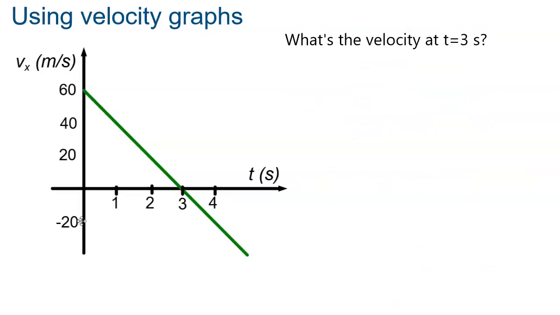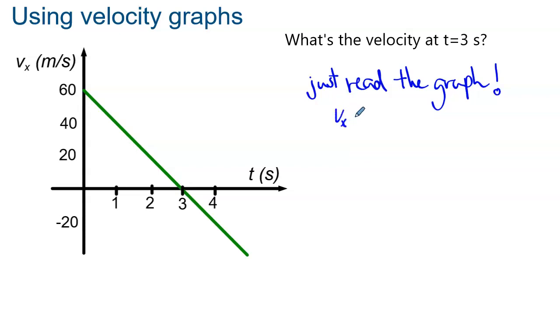What if I have the same graph, and I'm asking you again what's the velocity at t equals 3 seconds, but this time we are looking at the velocity versus time graph. Then it's actually much easier because really it's just reading the graph. So we look at 3 seconds and we can see that the velocity at t equals 3 seconds is equal to 0 meters per second.